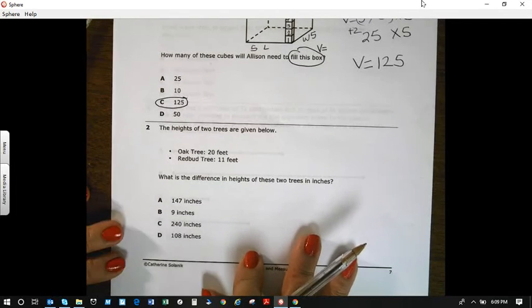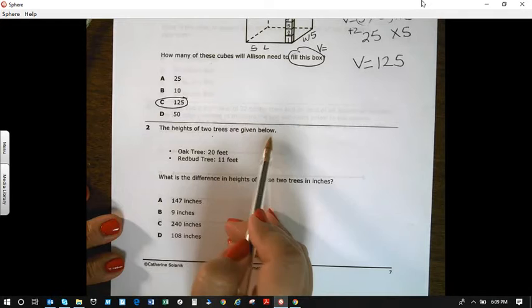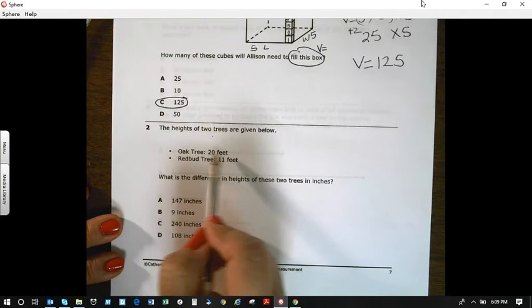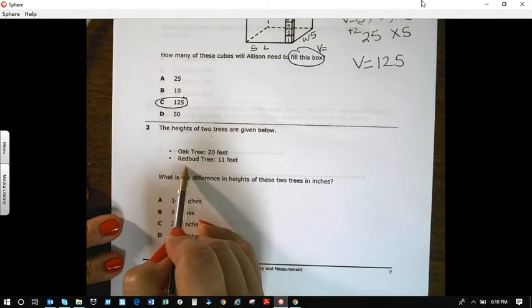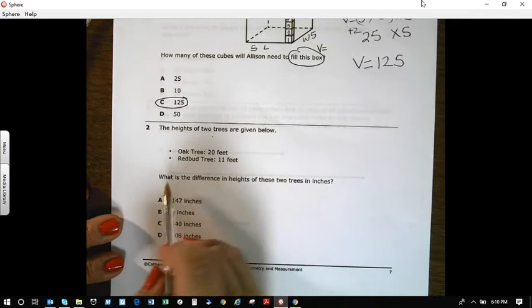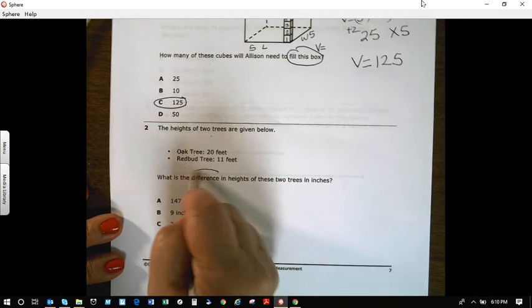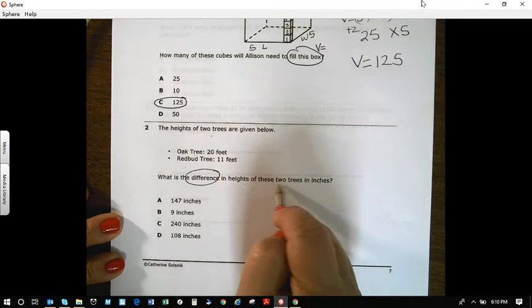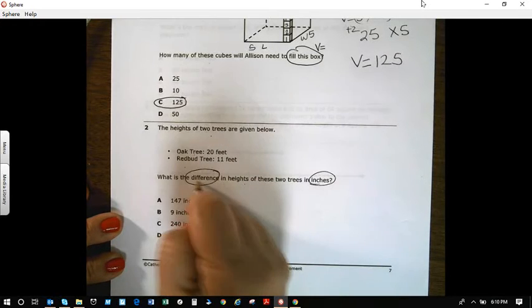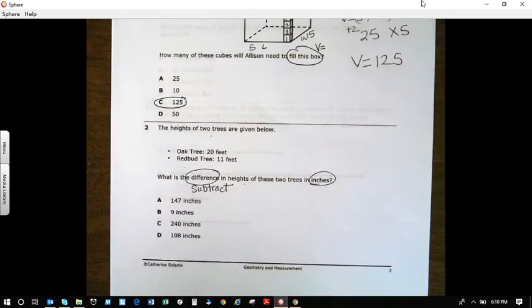The heights of 2 trees are given below. You have an oak tree that's 20 feet tall, and you have a redbud tree that's 11 feet tall. What is the difference in heights of these 2 trees in inches? Difference means to subtract. You see how I'm writing it right down? Writing it right away so that I know and I won't forget.